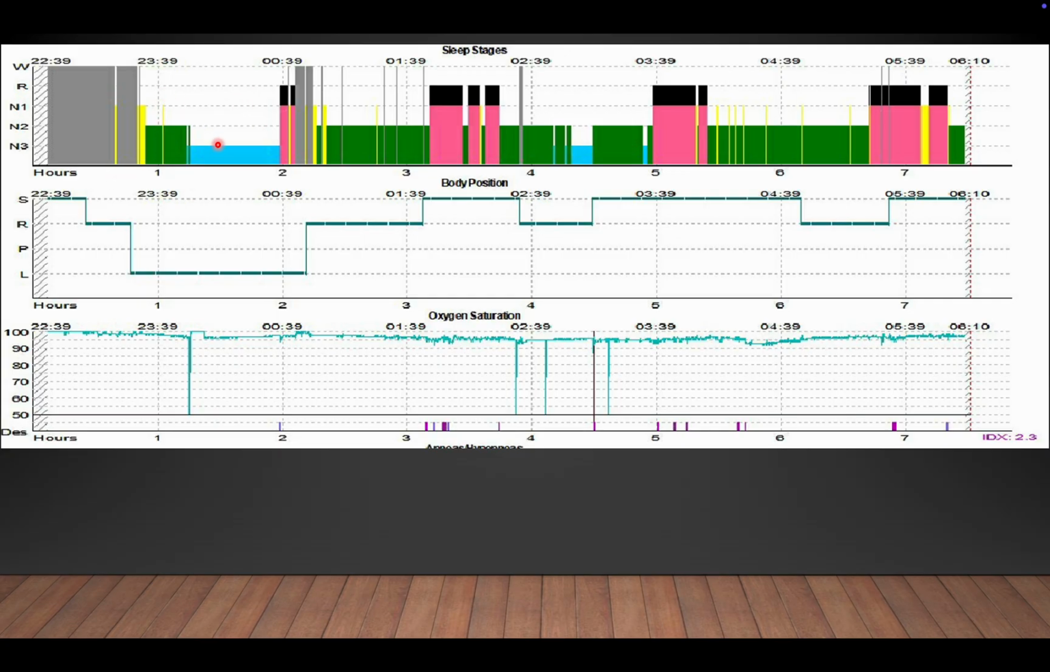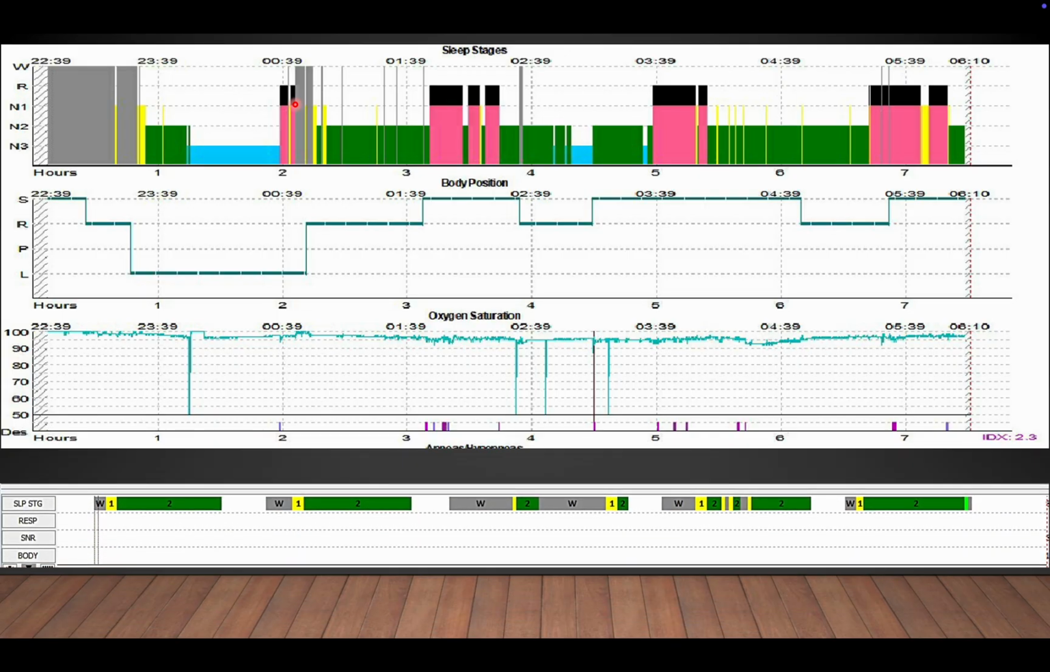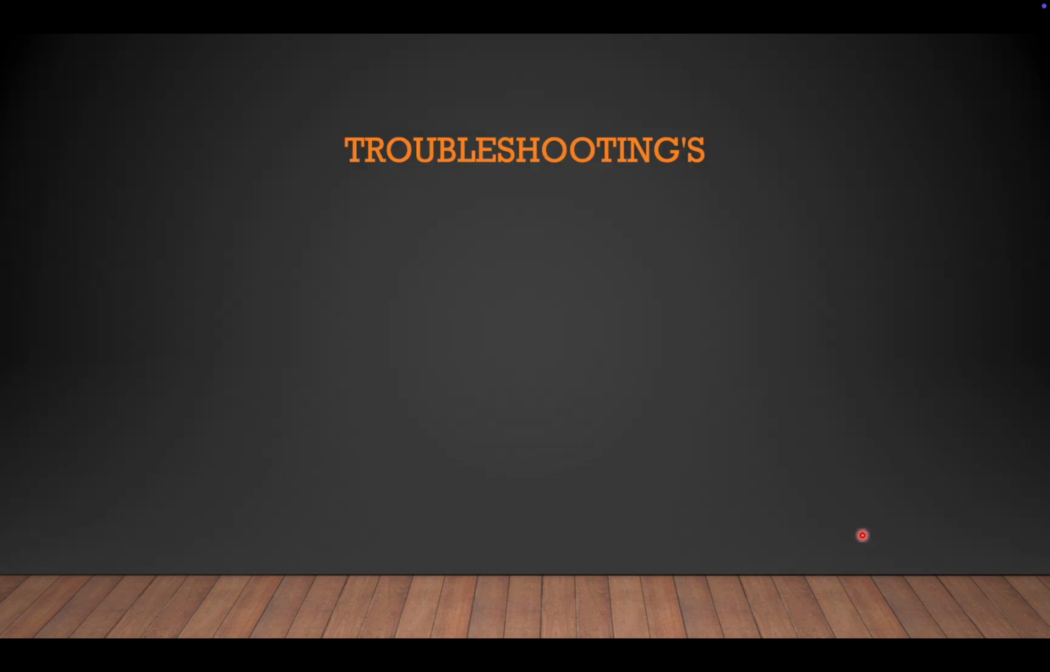You can see there was no sleep onset REM period, and MSLT was done. 1, 2, 3, 4, and 5 naps were done. As discussed earlier, there were no SOREMs in the PSG, and there were no SOREMs in the MSLT, and hence we have to complete all 5 naps. Here, the mean sleep latency is 4.9, which is pathological, less than 8 minutes, and hence this patient can be classified as idiopathic hypersomnia.